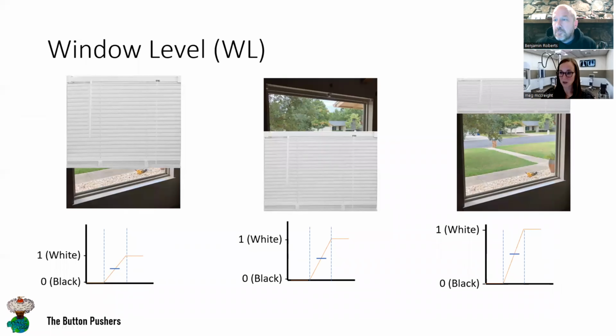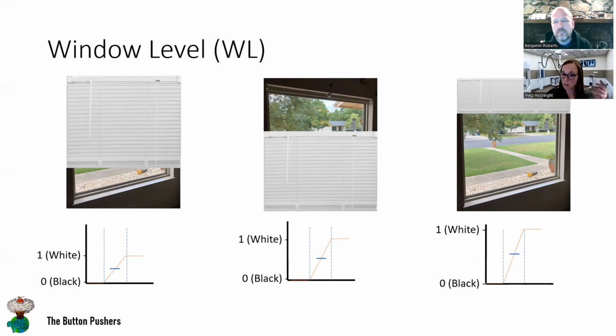Okay, so we talked about window width, WW. Now we've got to talk about window level. And I think this one's easier to understand. This is just playing with the brightness of the image. We had shutters before, now I'm picturing blinds. If I open up my blinds a little bit, I'm going to have just a little bit of brightness coming in. It's going to be a pretty dark image.